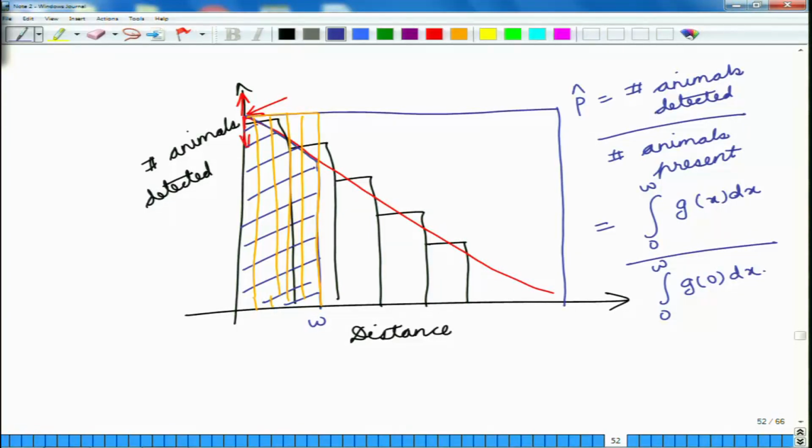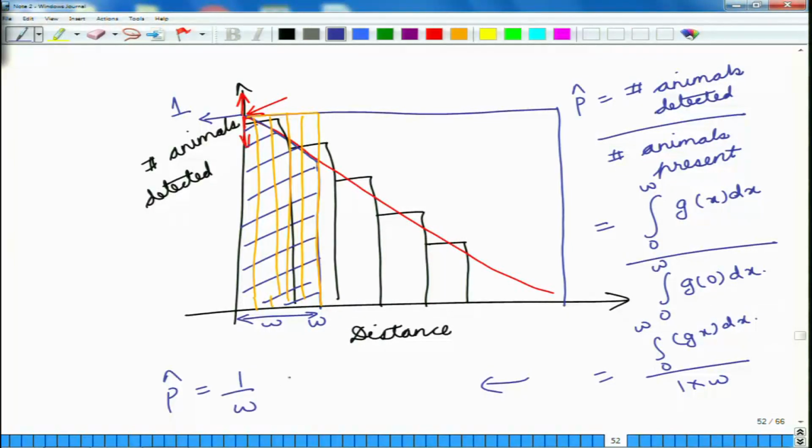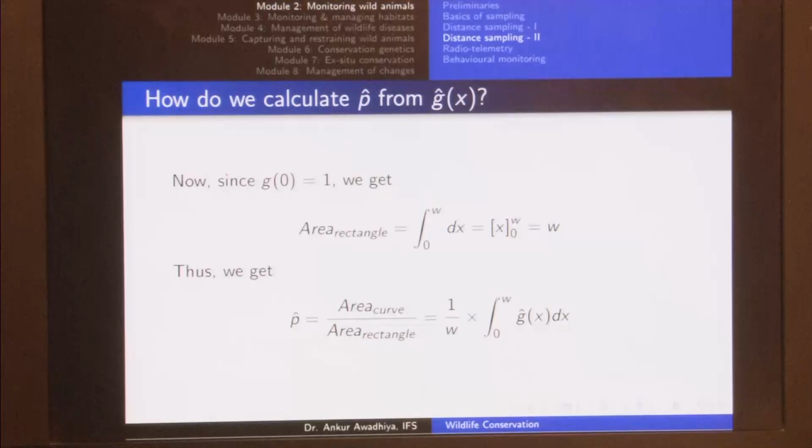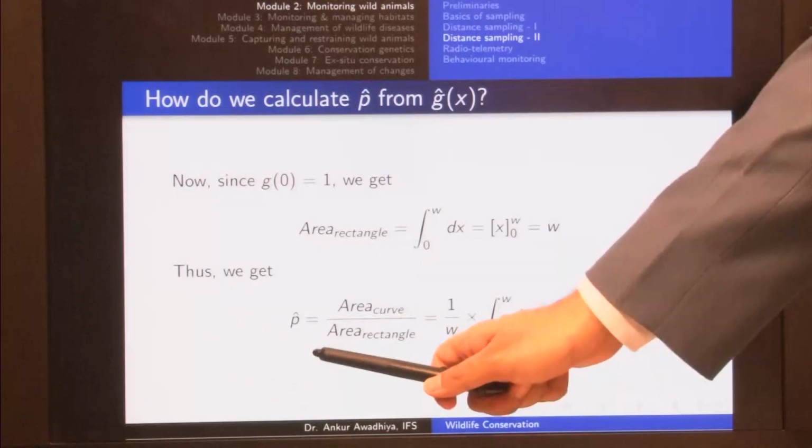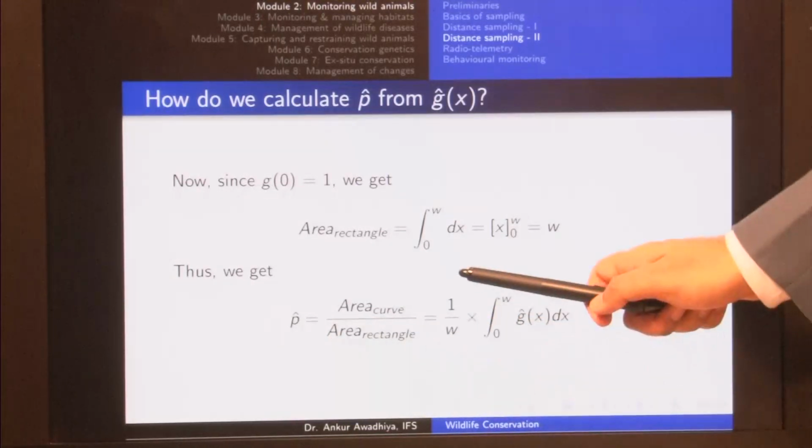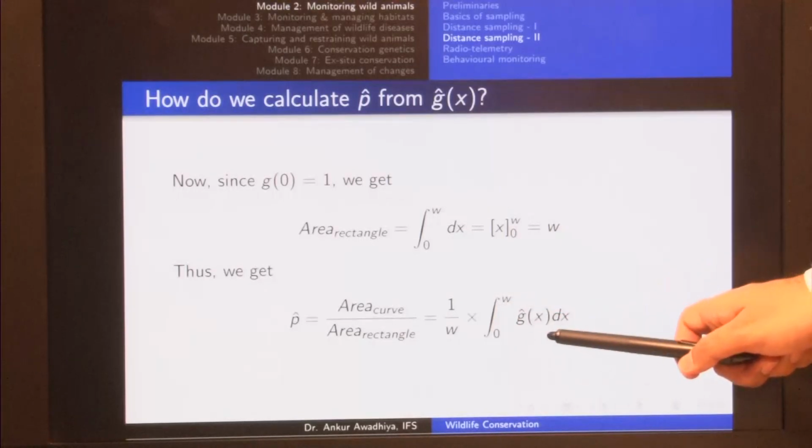So, essentially, if we see that the area of this rectangle is given by g of 0, which is 1, and this width is w. So, the area of the rectangle is 1 into w because it is the length into the width, and we have the integral of 0 to w g x dx. So, we can also write it as p hat is given by 1 by w integral of 0 to w g x dx. So, which is this equation, p hat is the area of the curve divided by the area of the rectangle, which is 1 by w integral from 0 to w g x dx.